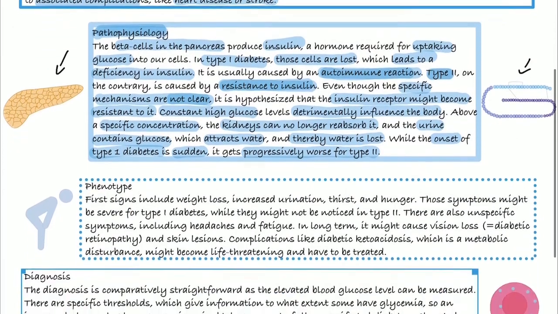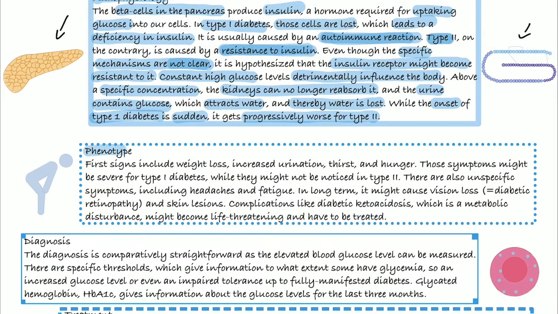Now let's talk about the phenotype. So first signs might include weight loss, increased urination, thirst and also hunger. Those symptoms might be severe for type 1 diabetes, while some may not notice them in type 2. There are also unspecific symptoms including headaches and also fatigue. In the long term, it might cause vision loss, which is called diabetic retinopathy, and also skin lesions. There are other complications like diabetic ketoacidosis, and this is a metabolic disturbance. This might become life-threatening and has to be treated.